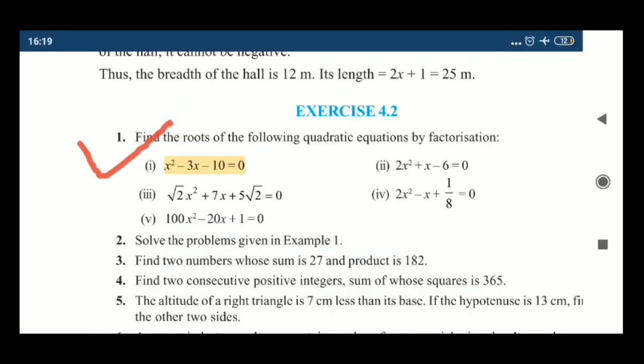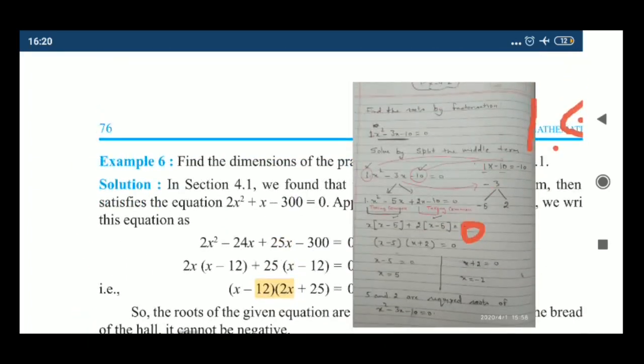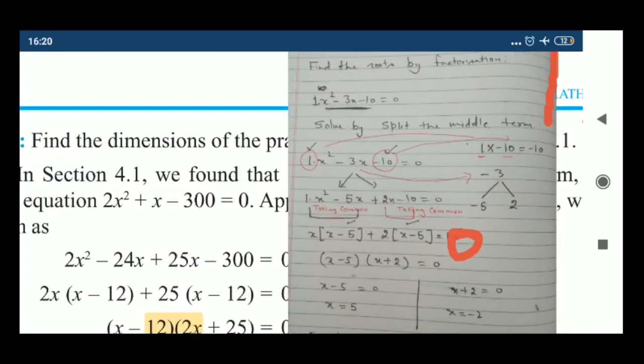Students, after solving the example, now I am going to start exercise 4.2. See the very first question of this exercise. The question is, find the roots of the following quadratic equation by the factorization method. And the statement of the first part of the question is x square minus 3x minus 10 equals 0. See, the solution of the same part is here.